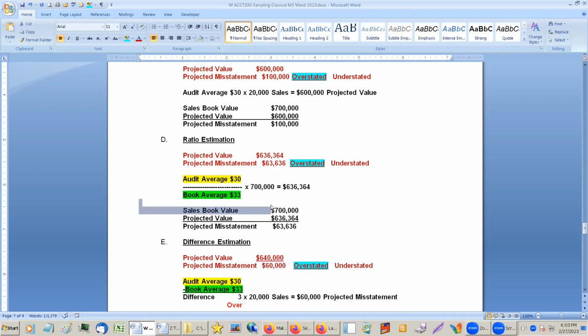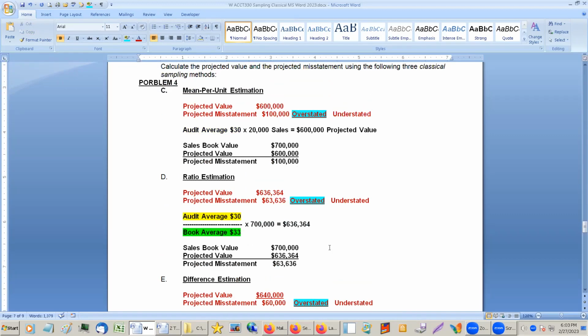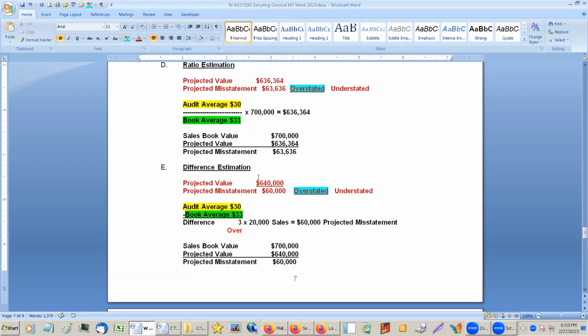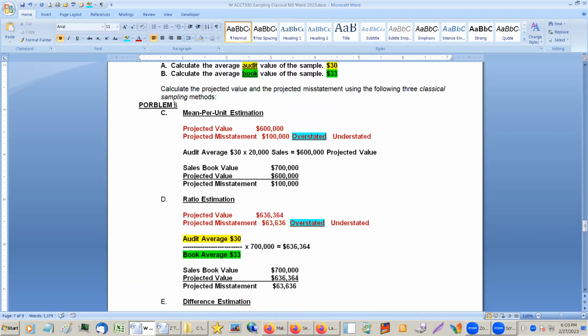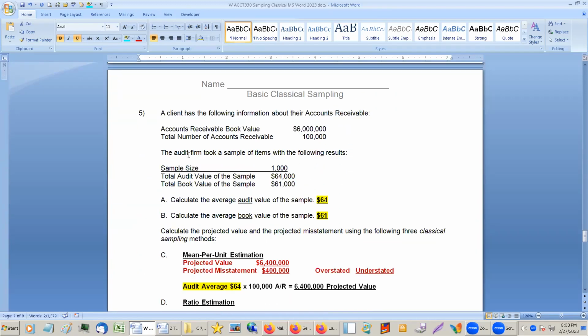These are all overstatements because their book value is the 700,000. So you're comparing all of these projected values to those, except for this one down here. This one you get the projected misstatement first. So that's problem 4. And you can take a screenshot of that if you need to. And then 5.